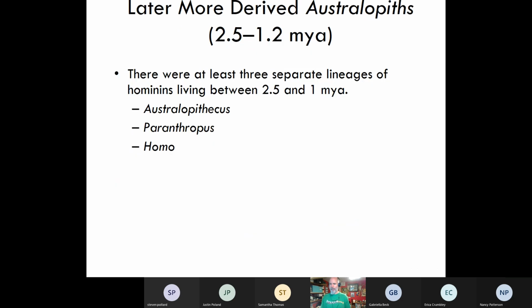Again, we're not going to get into the politics too deep. We're not going to get into any of these finds too deeply. We're just getting a general overview of what we're talking about here.